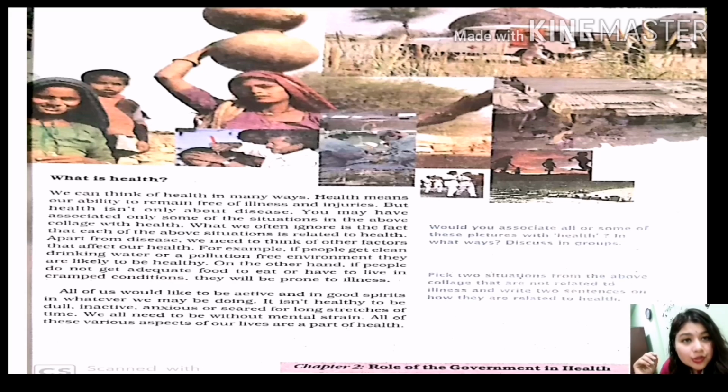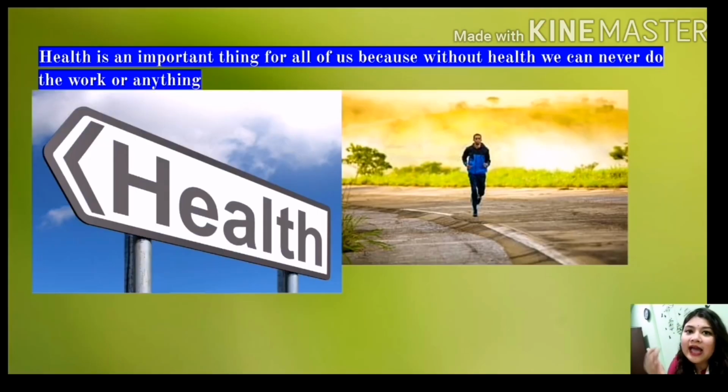And we have also known that in order to be fit, we should be active. So we should involve ourselves in exercise, and we should be free from stress. Here I have shown that health is an important thing for all of us, because without health we can never do any work. And in the picture you can see a person jogging in order to be fit.